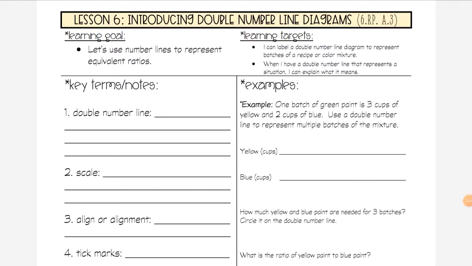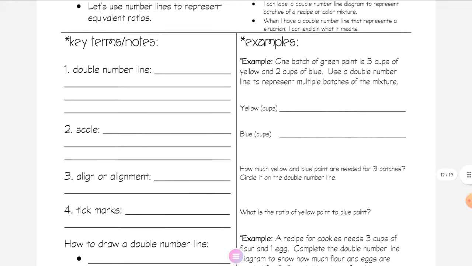So we're moving on to lesson 6. It's over equivalent ratios. Do we already know what equivalent ratios are? Yes. We're just showing a different way to do equivalent ratios, okay? We're going to be using a double number line. So first, let's define, what do you think a double number line is?